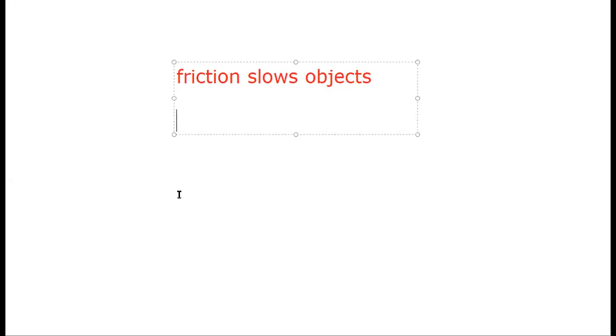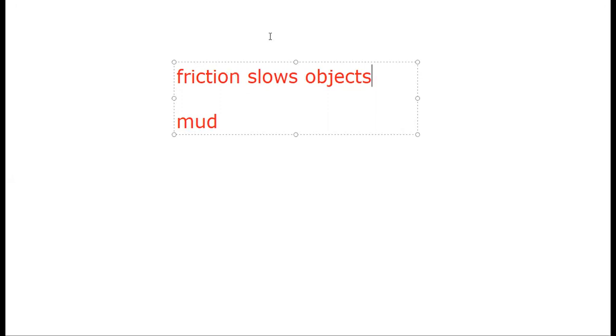Friction slows objects. A small amount of friction is good, but if there is a lot of friction, it's not good. Because, which is harder for you, to ride your bike on a street or in mud? In mud, it's very hard for you to move because there is a lot of friction. So friction is good if there is a little amount of friction, but if there is a lot, no.